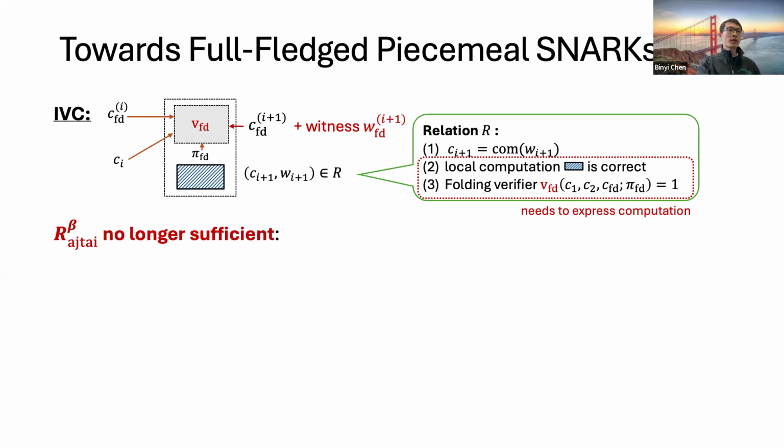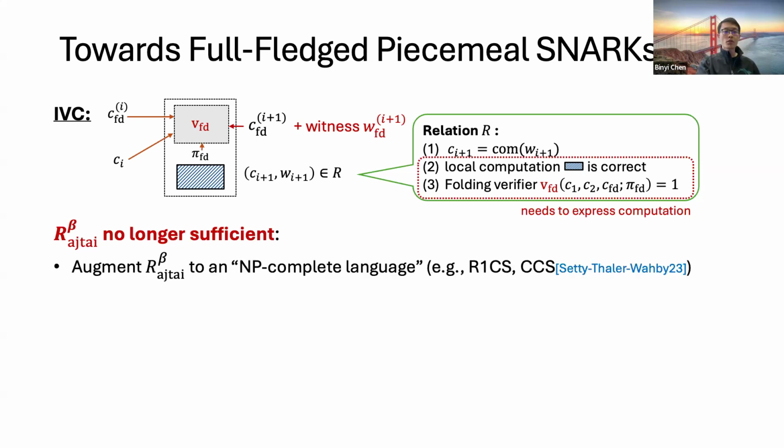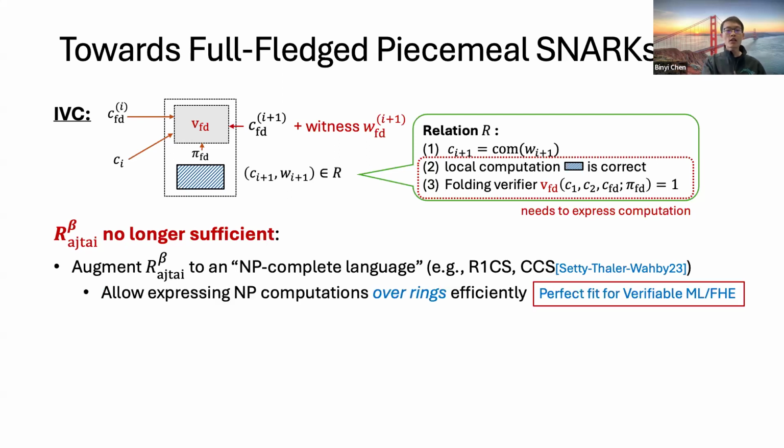That means the previous relation is no longer sufficient. We have to augment it to support some NP-complete language like R1CS constraint system or customizable constraint system introduced by Srinath, Justin, and Riyadh. And we also generalize this notion from fields to also over rings, which makes it the perfect fit for applications where all the operations are done over rings. For example, fully homomorphic operations or some machine learning operations.